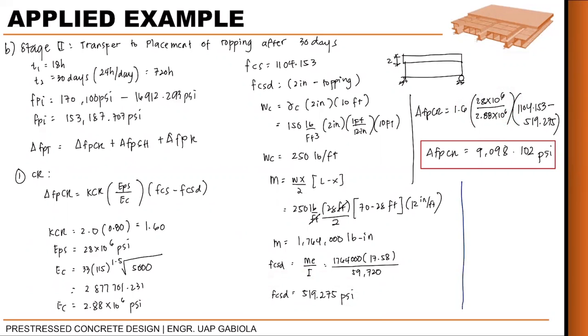Okay? So, isama ko lang dito sa tabi para ito na natin ilagay. So, ang NFCSD natin is equals to 28 times 10 to the 6, over 2.88 times 10 to the 6. Ito yung ating modular ratio. Okay? Multiplied nung ating 519.275. Okay? So, get lang natin yung value. This equals to 5,048.507. Okay? Again, this is stress due to moment.